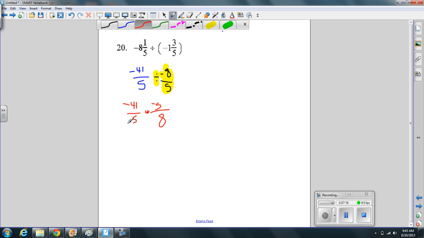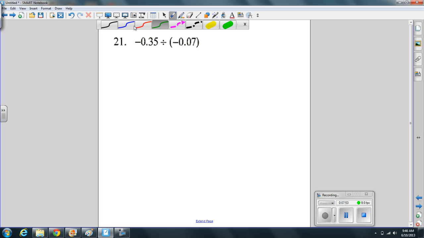So if I take a look at 5 and negative 5, they share a factor of 5. So negative 5 divide 5 is negative 1. 5 divide 5 is 1. So I get an answer of negative 41 times negative 1 is 41 over 8. 1 times 8. How many 8s in 41? 5. How many left over? 1 out of 8. Okay, let's move forward.